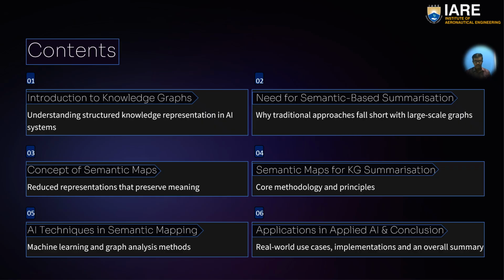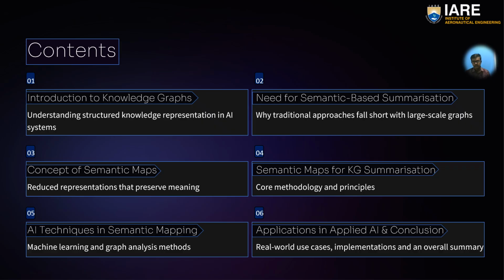Now let's go through the contents of this presentation. In the first place, introduction to knowledge graphs. I'm going to explain about understanding structured knowledge representation in AI systems. And after that, I'm going to explain the need for semantic-based summarization. I'll explain why traditional approaches fall short with large-scale graphs. Then after that, I'm going to explain about the concept of semantic maps. I'm going to explain about reduced representations that preserve meaning.